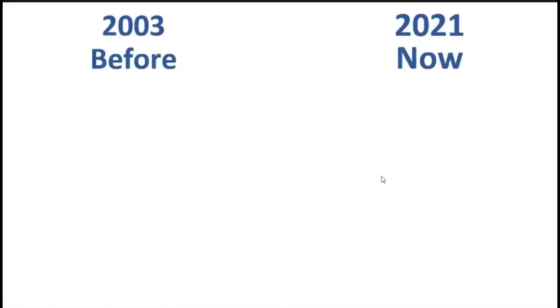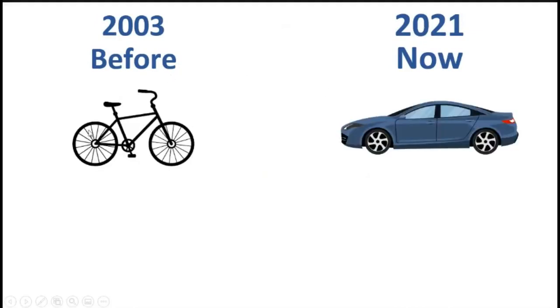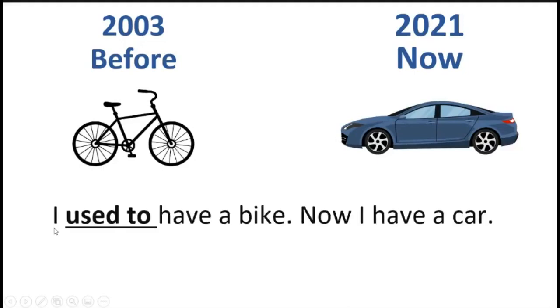Let's look at the examples. Before, eskiden, önceden. Now, şimdi. There's a picture of a bike and car. I used to have a bike. Now I have a car. Eskiden bir bisikletim vardı ama şimdi arabam var. Şu anda bir bisikletim yok. I used to have a bike.